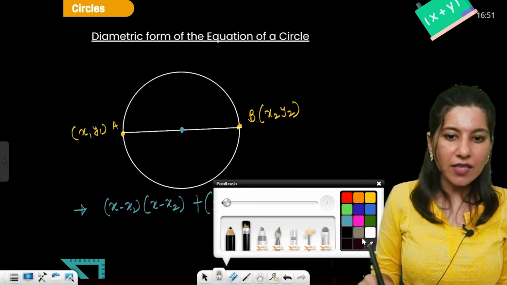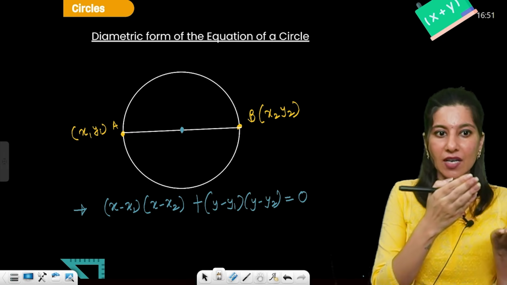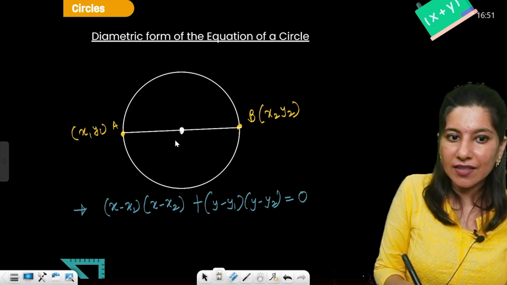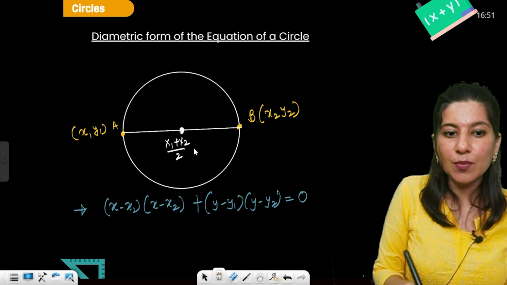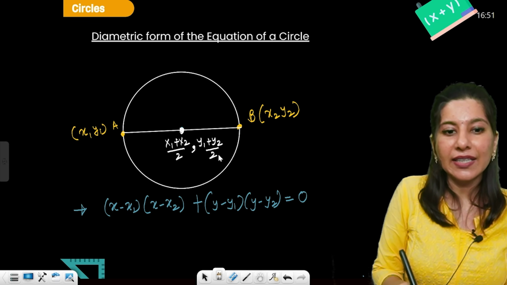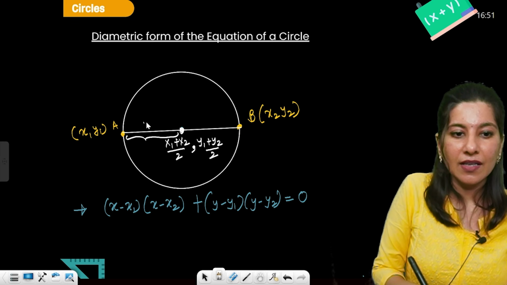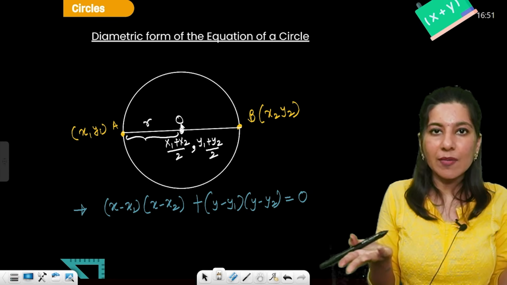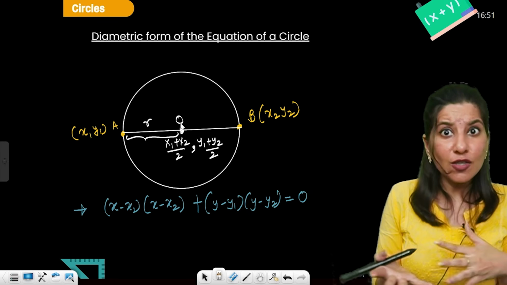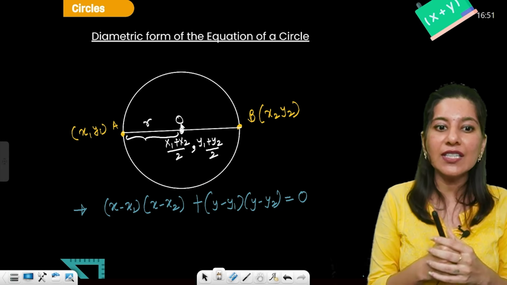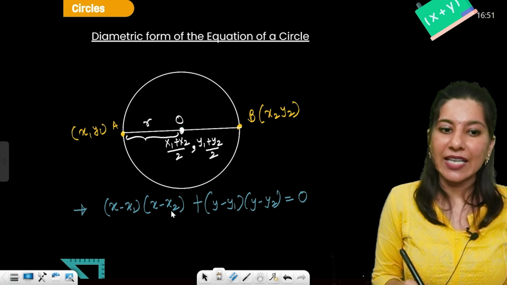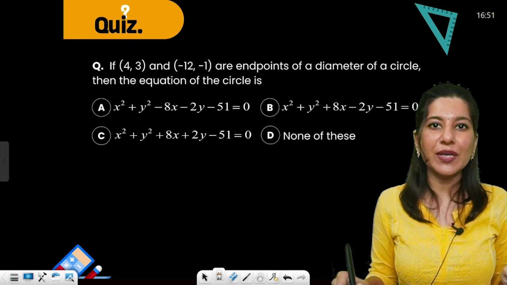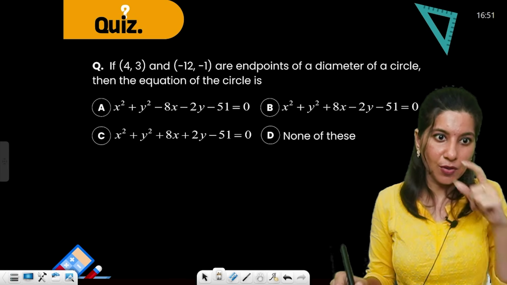Also, there is another way: if you have A and B, the extremities of the diameter, then you can easily calculate the center. Center will be ((x1 plus x2) by 2, (y1 plus y2) by 2), the midpoint formula. And this will be the radius r. You can calculate AO, or you can calculate AB, which is the diameter, and take half of it to get the radius. This is also one way, but it is the lengthier way. We have a very simple way: (x minus x1)(x minus x2) plus (y minus y1)(y minus y2) equals 0. We will solve one question and see whether we are able to get it.